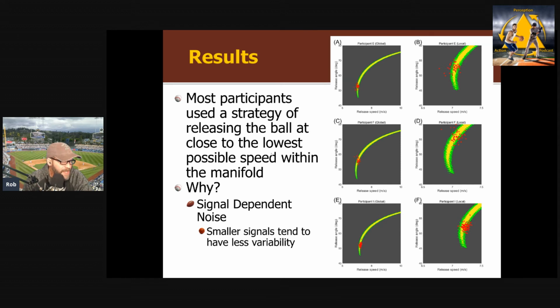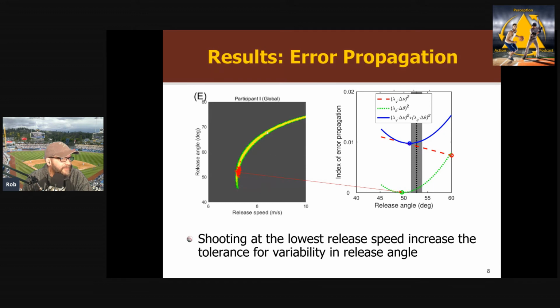But more importantly, what we can see from their other model is the error tolerance. What they did in their paper is actually model the error tolerance. So what we have here is for one participant, and you can see all their shots in red dots here. What we see here is they're shooting at the lowest release speed, that kind of strategy.